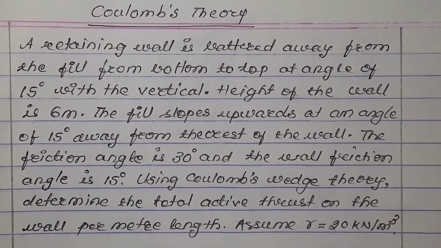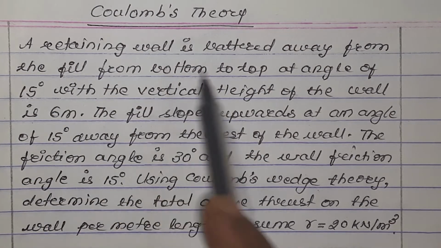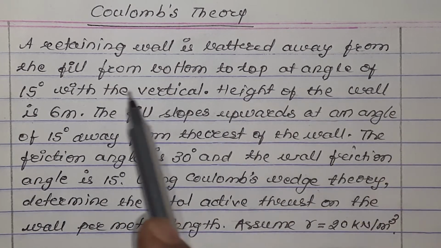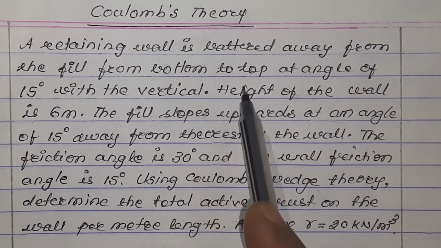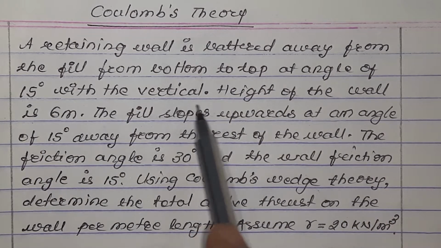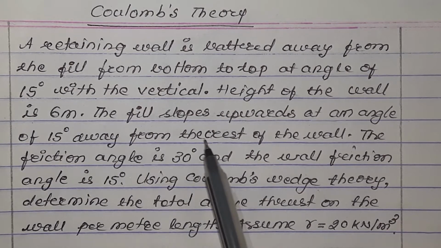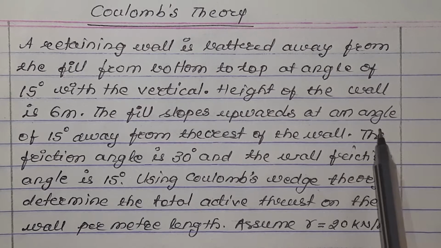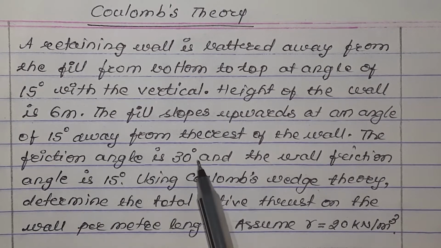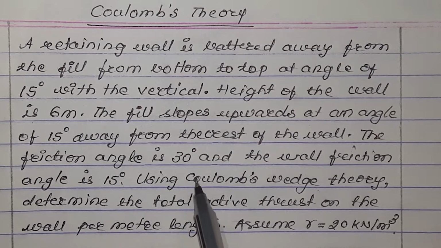This is a numerical on Coulomb's theory. A retaining wall is battered away from the field from bottom to top at an angle of 15 degrees with the vertical. Height of the wall is 6 meters. The field slopes upwards at an angle of 15 degrees away from the crest of the wall. The friction angle is 30 degrees and the wall friction angle is 15 degrees.